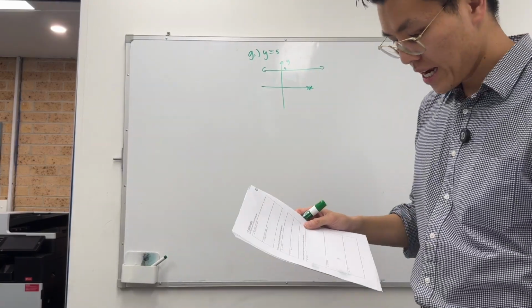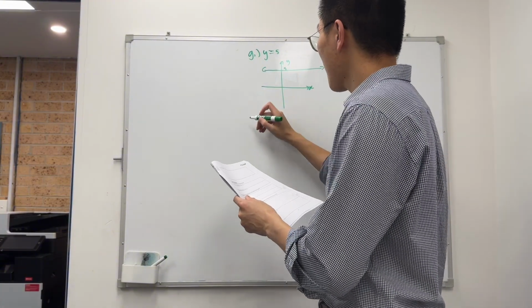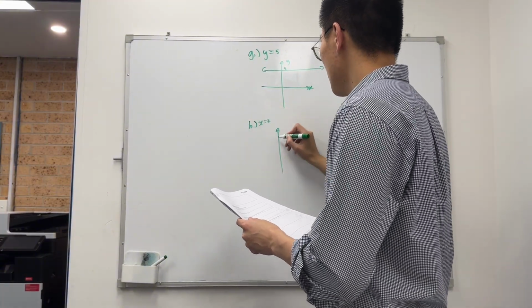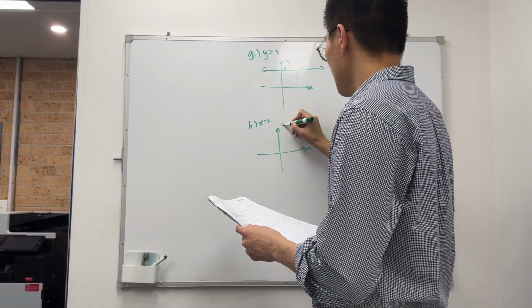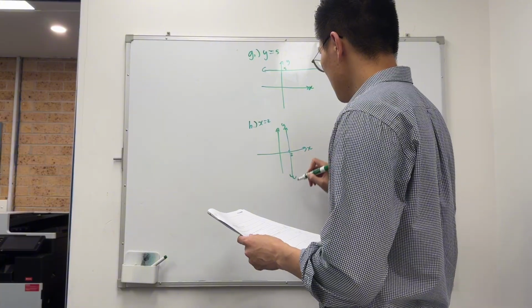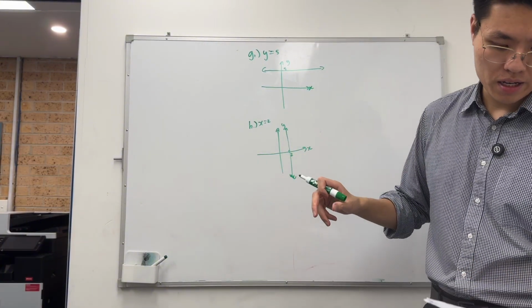Next one is H. Same thing, but for X. So if it's X equals 2, it's going to be a vertical line at X equals 2. Like that? Yeah. Let me just add that.